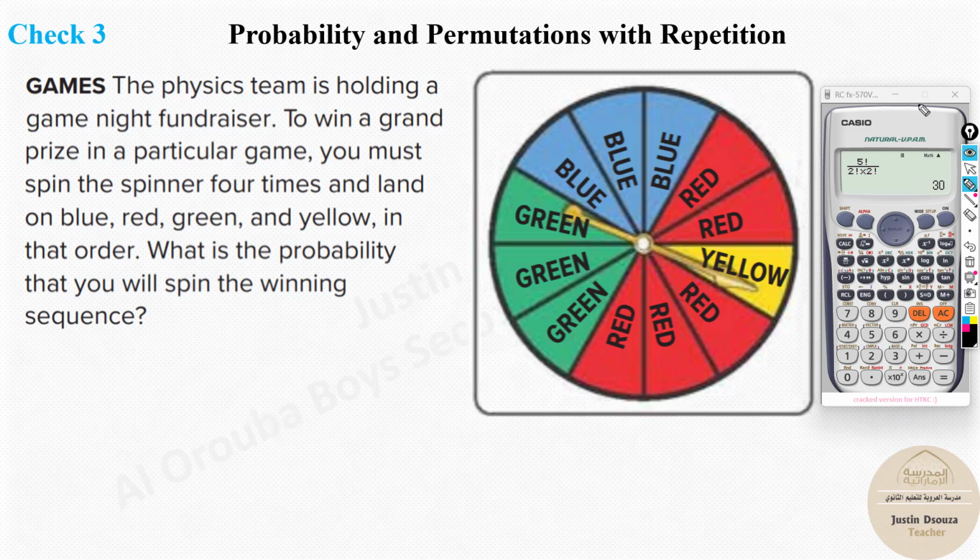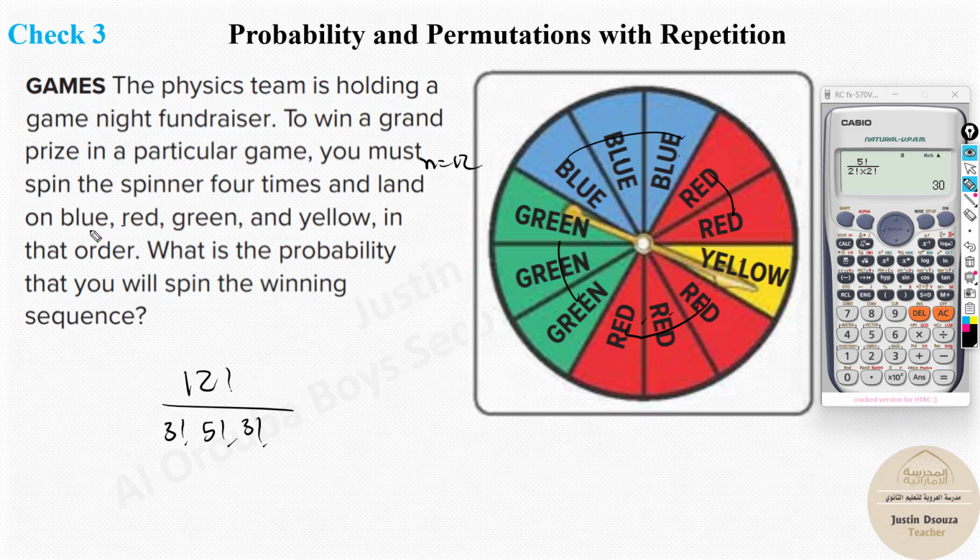Now, how many possibilities are there in total? Let's count. There are 3 blues: 3, 4, 5, 6, 7, 8, 9, 10, 11, 12. So n is basically 12 here. The total is 12 factorial. But what is repeating here? Blue is repeated 3 times, so 3 factorial. What about red? 5 factorial, because 1, 2, 3, 4, 5. And what about green? Again 3 factorial. So this gives the total possibilities.